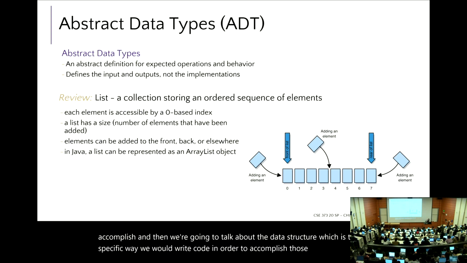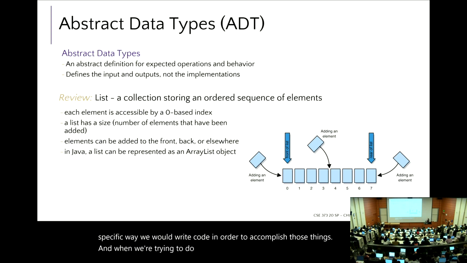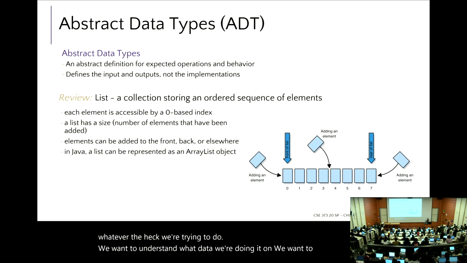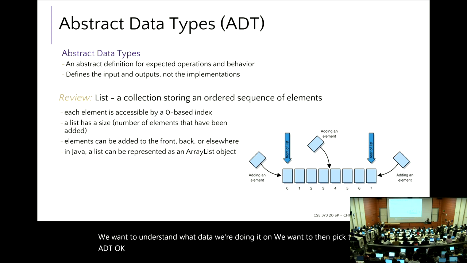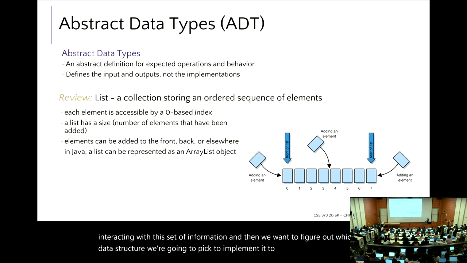And when we're trying to do a design for a specific scenario, we want to start with whatever we're trying to do. We want to understand what data we're doing it on. We want to then pick the ADT, like, what sort of general things do I need to be able to accomplish by interacting with this set of information? And then we want to figure out which data structure we're going to pick to implement it to optimize for what we think is the most important thing.